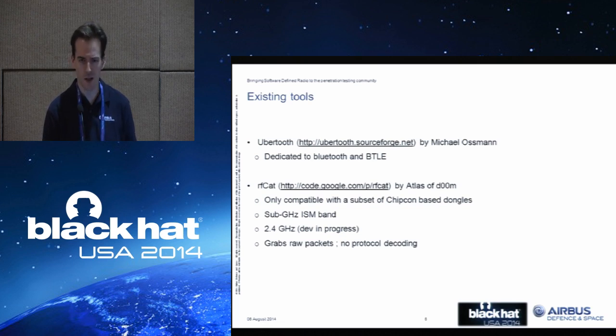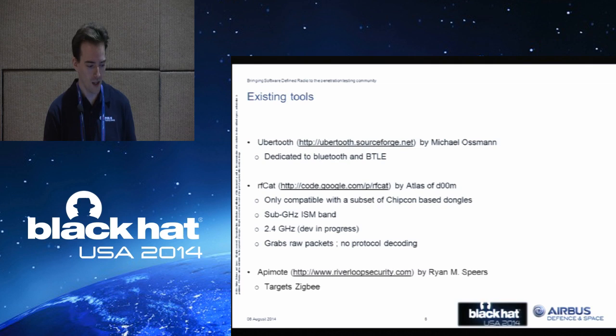2.4 gigahertz, I think Atlas is trying to develop it, but I don't think it's released yet, and he's still figuring out which dongle it will use. And again, it just grabs you raw packets. You set a frequency, you set a bit rate, you set the modulation, the packet length, and then you just have raw packets. You don't have the understanding of upper layers. And for Zigbee, you have the KillerBee, for example, that has been developed by Ryan Speers from River Loop Security.